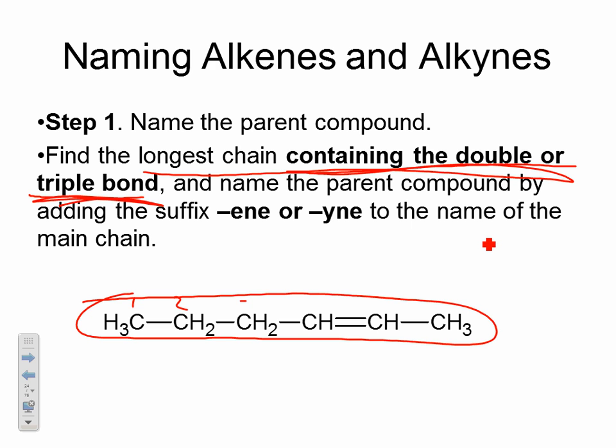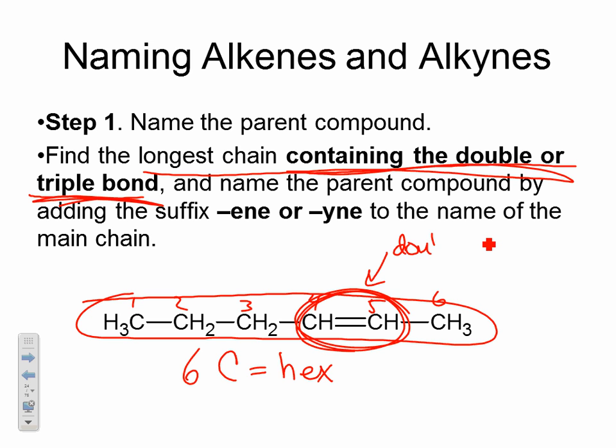So I got 1, 2, 3, 4, 5, 6 carbons. Okay, so I have 6 carbons. So 6 carbons, the prefix there is hex. And then I have to figure out which suffix I'm going to use. Well, I notice right here I have a double bond. So the suffix that I'm going to use, the suffix that indicates double bond, is -ene. So I have a 6 carbon chain that has a double bond in it. So I'm going to put it together into my base name, into my parent name, and that's going to be hexene. 6 carbons containing a double bond, hexene.